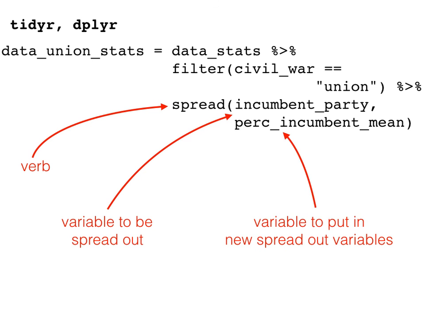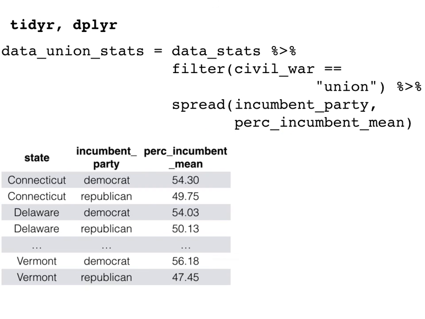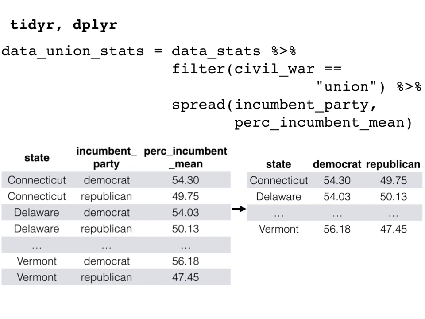Next, we have to specify what variable we'll put in our spread out columns. In our case, our dependent variable, pers incumbent mean. So now, instead of having this data in one column, it will be divided as appropriate across our new columns. To make this more clear, let's look at the data frame itself. Here is our data in its post-filtering pre-spread out form. As you can see, we have 2 rows for each state, one for the incumbent party of Democrat and one for incumbent party of Republican. So with our spread call, our data frame will go from this to this.